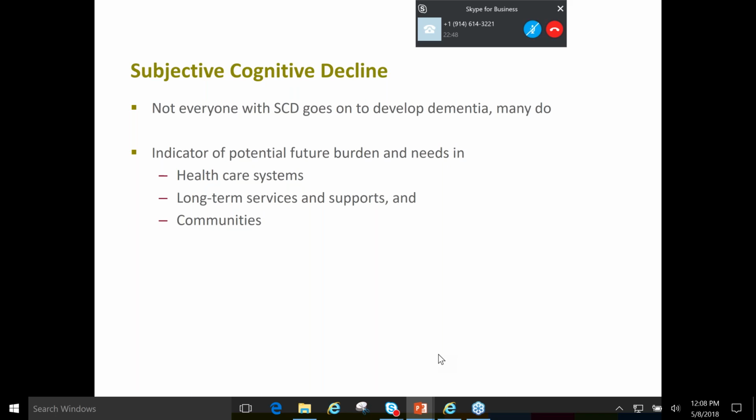So with SCD, not everyone with subjective cognitive decline goes on to develop a dementia like Alzheimer's disease, but many do. And so it could be a potential indicator of future burden and the needs that would be required within healthcare systems, for long-term services and supports, and for communities. Next slide.